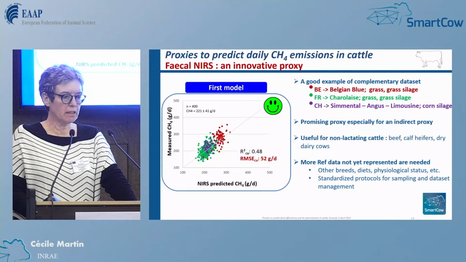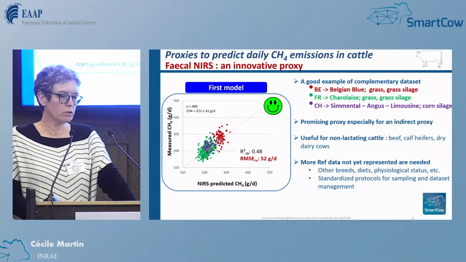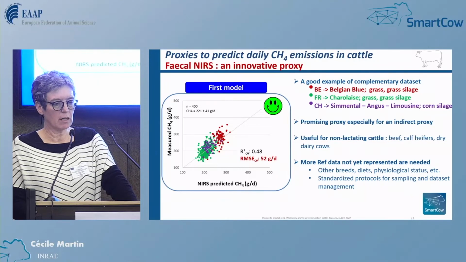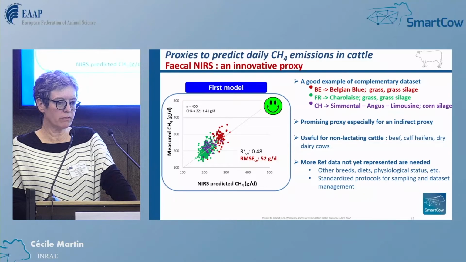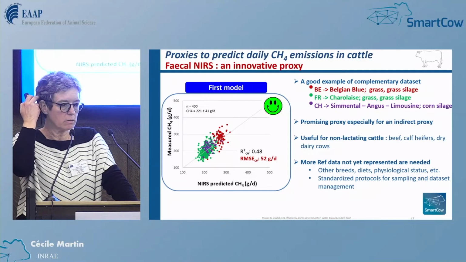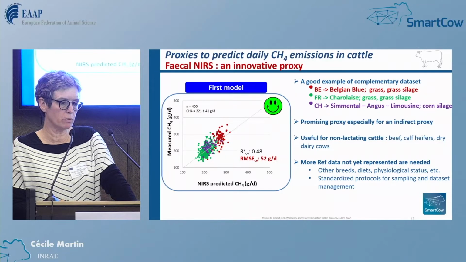So it's an innovative proxy. We collected 400 data during the project. This data came from a nicely complementary dataset because it came from different countries and different breeds fed with different diets. And the first prediction model was not too bad, with an error of prediction of 52 grams per day. So results are promising and encouraging, especially for an indirect proxy such as NIRS from feces.